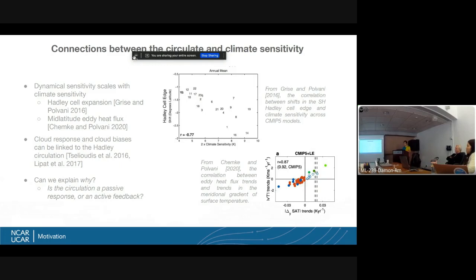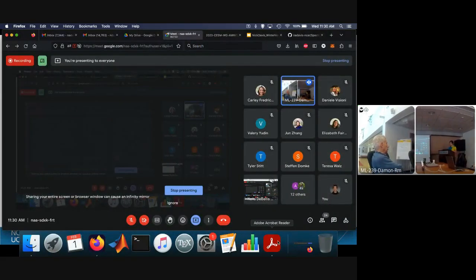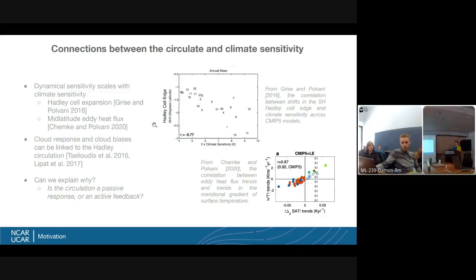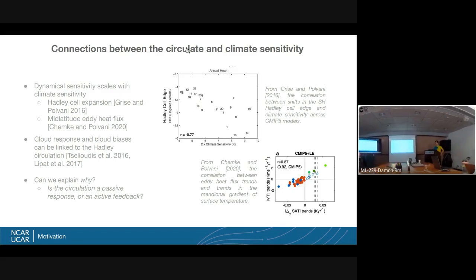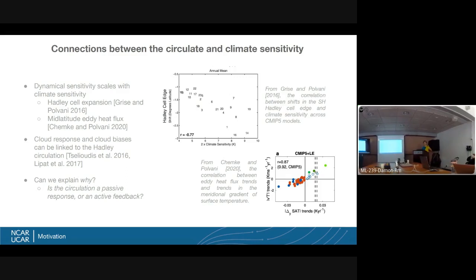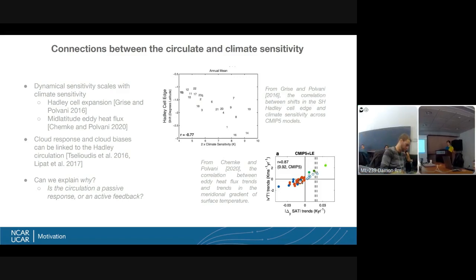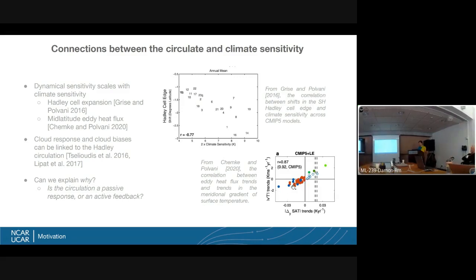I just want to briefly motivate this work to talk about the circulation and climate sensitivity. There are a lot of studies looking at idealized greenhouse gas experiments with climate models that show that things like Hadley cell expansion and changes in mid-latitude eddy heat fluxes scale with climate sensitivity. You can see here that as models tend to have a stronger climate sensitivity, the Hadley cell expands more. As they weaken their temperature gradient more, they tend to weaken the eddy heat flux.